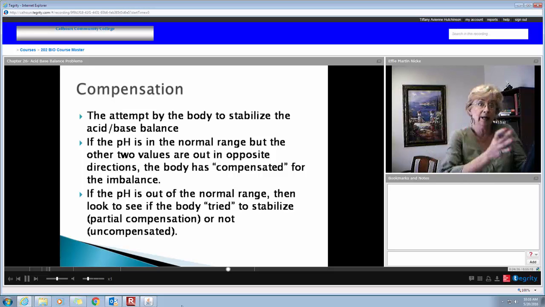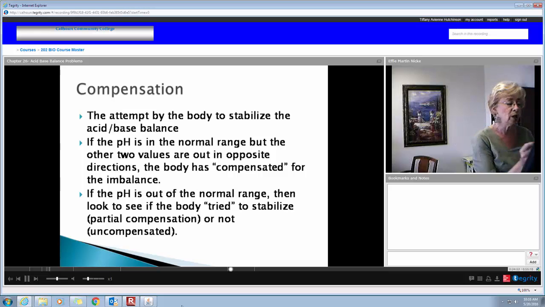Compensation is kind of like what I was describing a minute ago. It's the ability of the body to try to stabilize the acid-base balance. And to stabilize it, what we mean is we want to keep it within that 7.35 to 7.45 range for pH. If the pH is in the normal range, but the other two values are out in opposite directions, and I'll explain what that means in just a minute, then the body is compensated for the imbalance.